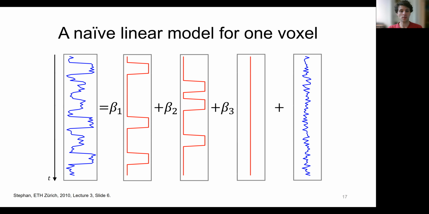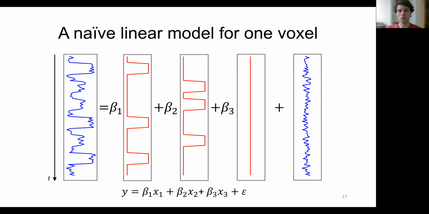We say that the measured BOLD signal, here given in blue on the left, is equal to variation due to experimental condition 1, weighted by some scaling factor, beta 1, plus variation due to experimental condition 2, again weighted by some scaling factor, beta 2, plus some baseline level of neural activity, here called beta 3, plus some noise, which is also in the signal and which lets the signal deviate from our a priori expectations. This is here shown in blue on the right.